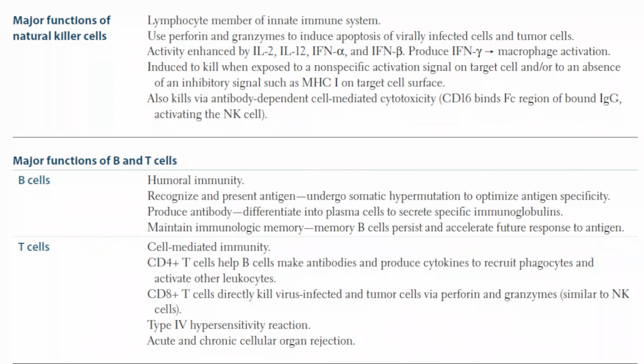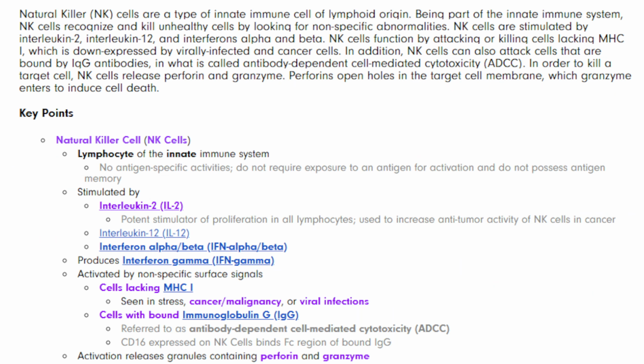So welcome back, guys. USMLE Step 1 2025. USMLE 2025 Step 1 Immunity, or better said, immunology. So we're going to read now about natural killer cells.